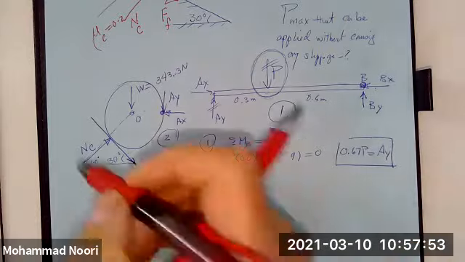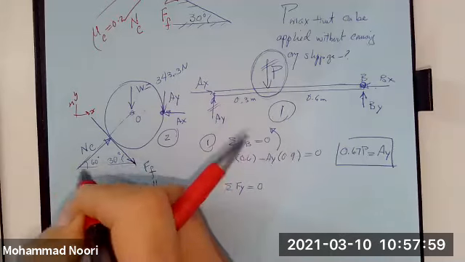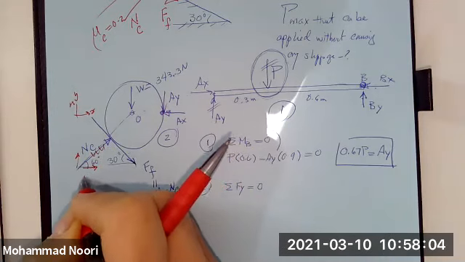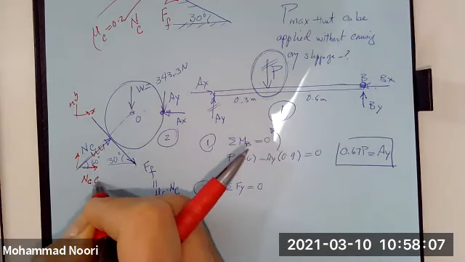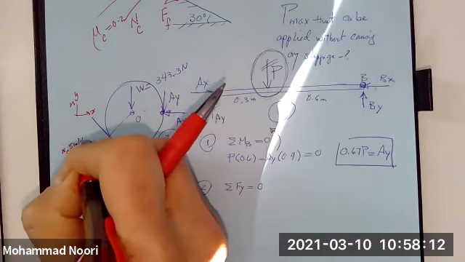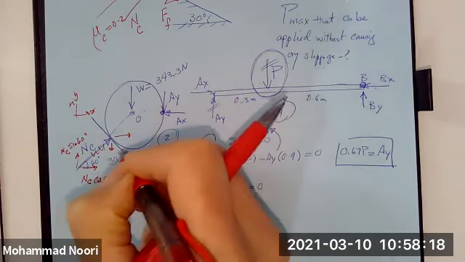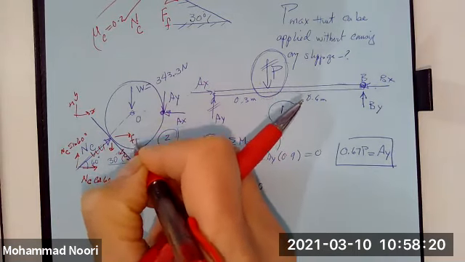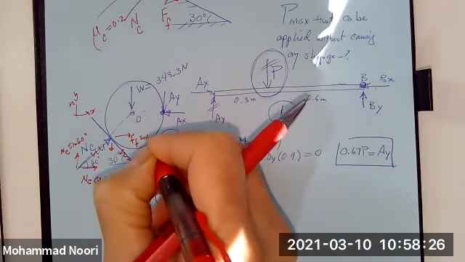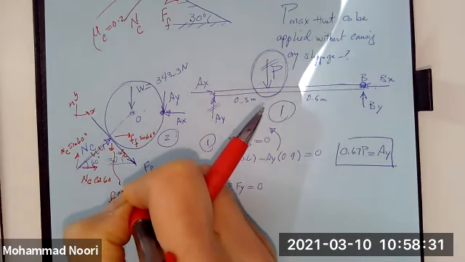I need to resolve these. Obviously, this is X, this is Y. So I need to resolve these two to their components. So if I do that, this is NC cosine 60. This is NC sine 60. Here, this would be F of F sine 60. And this is F of F cosine 60.